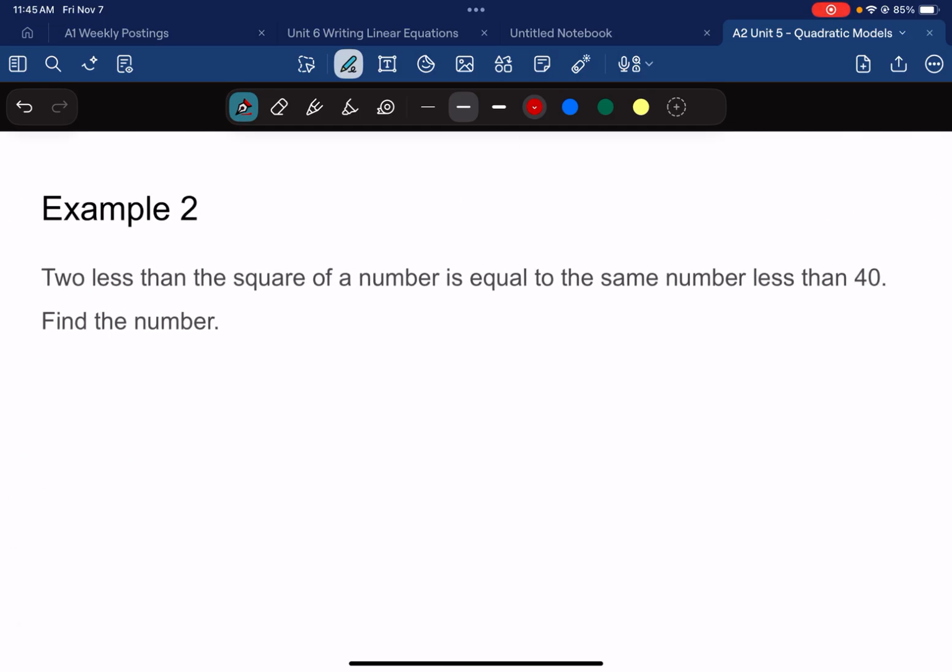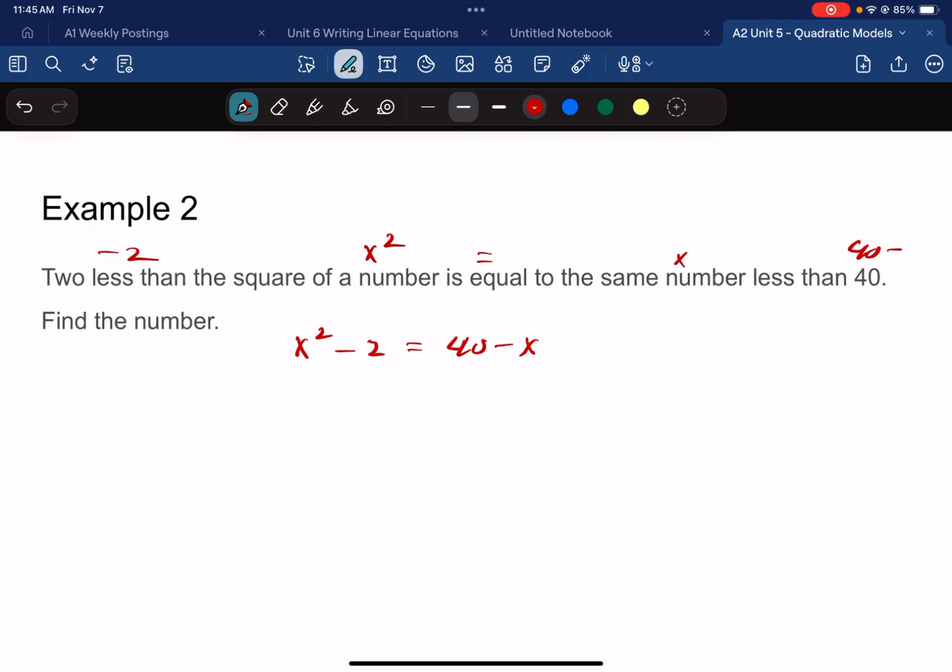Example 2. This is talking about figuring out a value and just describes the number. 2 less than means you're going to subtract 2 from something. The square of a number, well, you're going to subtract it from x squared. So 2 less than means minus 2, and then here's my number, and I'm going to square it, is equal to the same number, which is x, less than 40, which means 40 minus. So I need to move that over so I can put a 40 minus x.